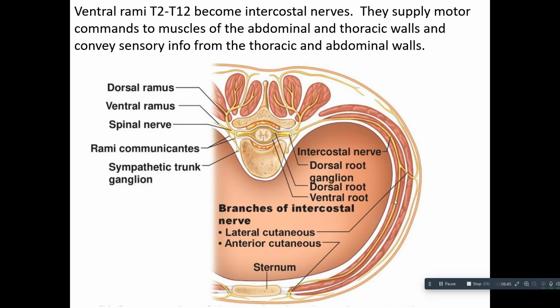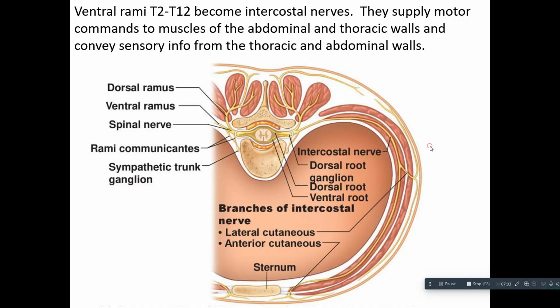Intercostal nerves are named intercostal because they're going between the ribs. They're going to command abdominal and thoracic wall muscles, as well as take sensory information from the skin in the thoracic and the abdominal wall.